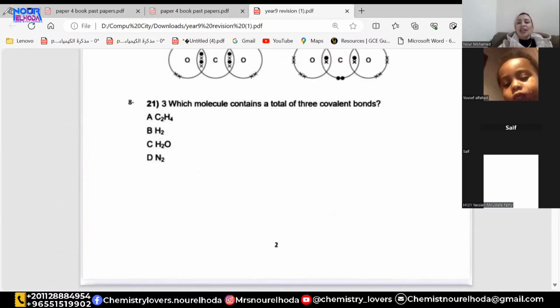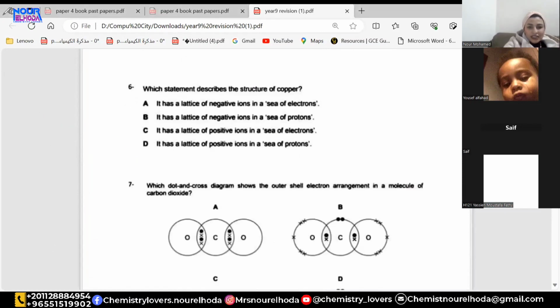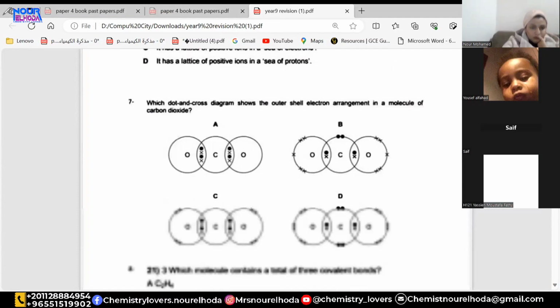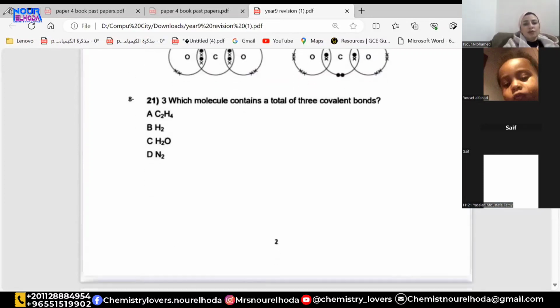Which molecule contains a total of 3 covalent bonds? I did this with you in class, if you remember. The IGCSE exam provides a periodic table. For sure, Monsieur Omar, yes, it provides a periodic table. What is the answer of 6? 6 is the lattice of positive ions. 6 is C.